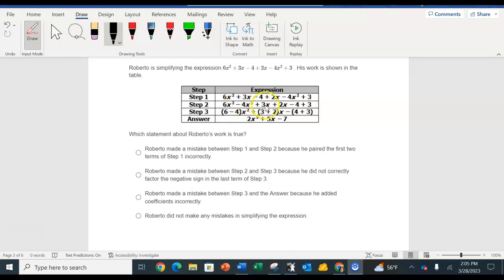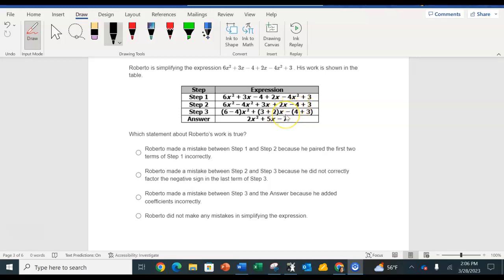He's got positive 3x and positive 2x. And he brought the negative 4 and the plus 3 down here together. So that step looks correct. All he did was rearrange it using associative and commutative property. All right, now he's going to use these to group together. So he's got 6 minus 4. Those are both x squared terms. And then he's got 3 plus 2. Those are both x terms.